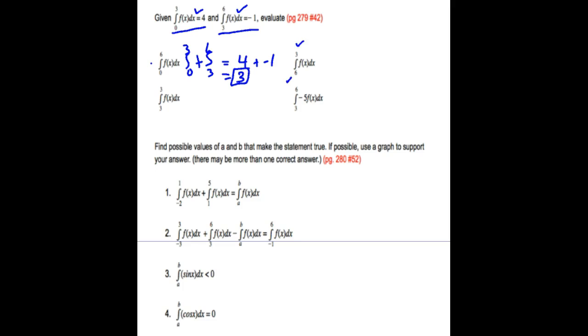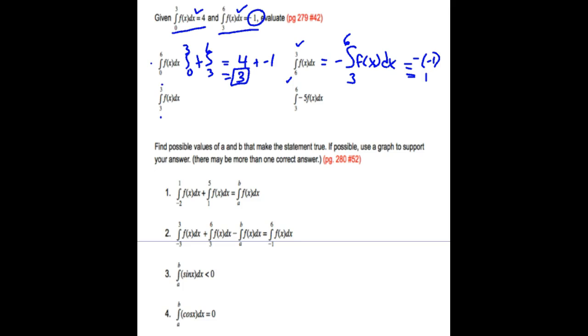Well, what happened on this one? The limits were switched. Totally legal to do that, but they gave us from 3 to 6, so I do need to make sure I pull that negative out front. Whenever you change those limits, you need to take the opposite, so I'd have a negative 1 or equivalently 1.